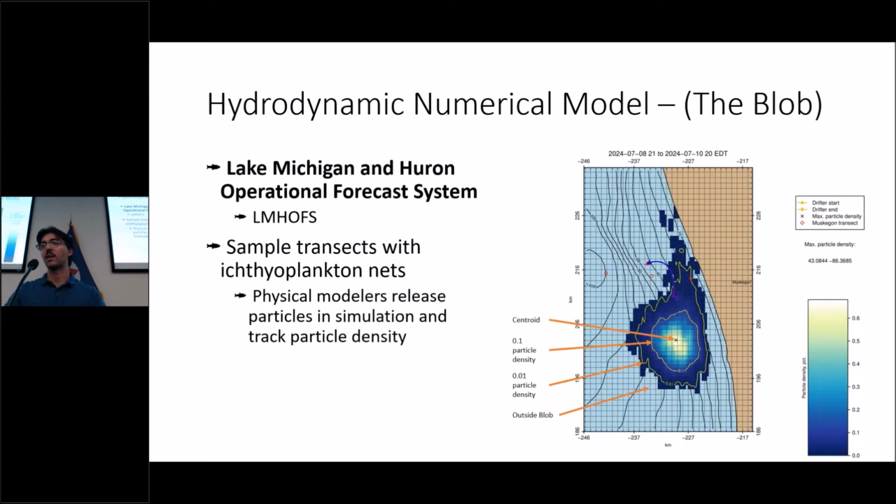Researchers here at GLERL have aptly coined the model output as the blob, and the X in the middle of the blob is the centroid and represents the point of highest particle density predicted by the model. We would sample the centroid and the 0.1 density section as well as outside of the blob.